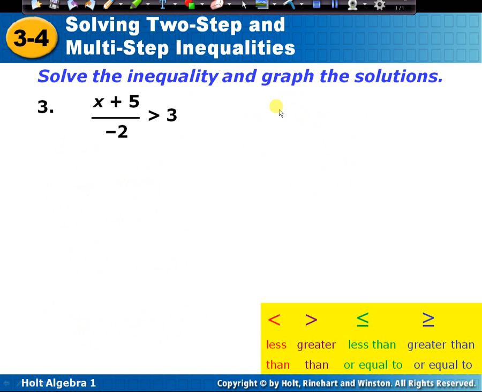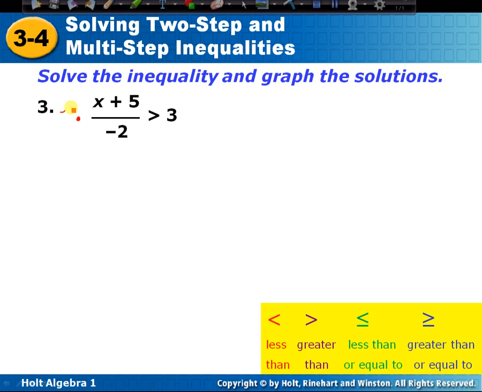All right, let's look at number 3. Go ahead and get this down. Number 3 is x plus 5 over negative 2, and that is greater than 3. Again, there is a fraction. It is a very large part of your problem. Don't freak out. In order to get my negative 2 out from under my x plus 5, I have to multiply.